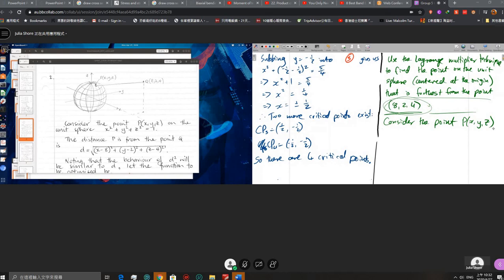So we consider our point. Just get the labeling right. So we'll say Q is equal to the point 8, 2, 4. And then we're going to consider this point, which is the one which is farthest from, well, sort of an arbitrary point on the unit sphere. Consider the point on the unit sphere.